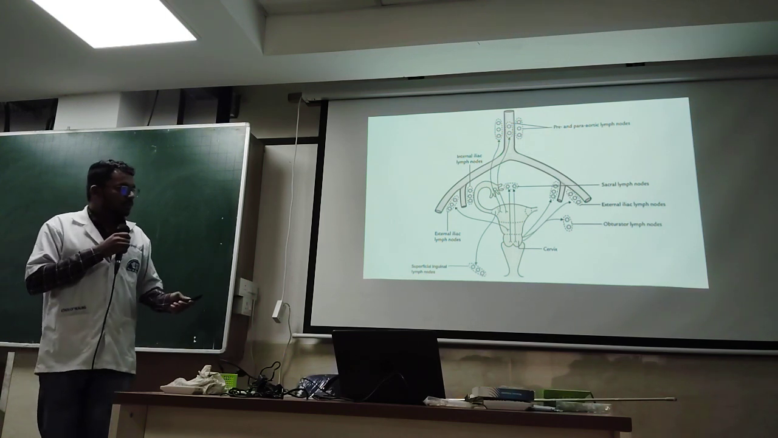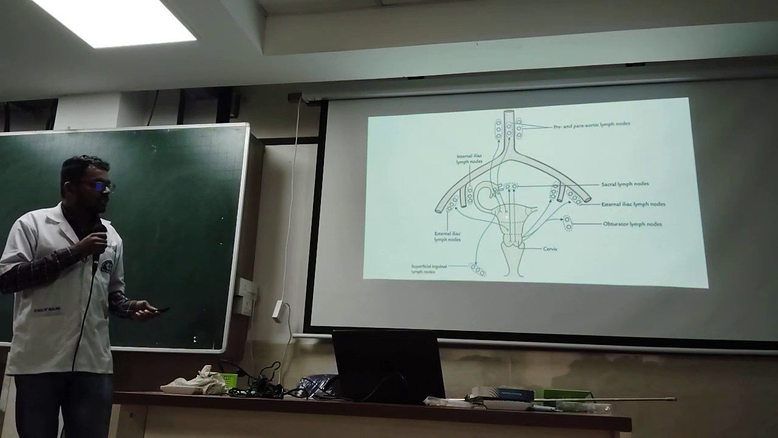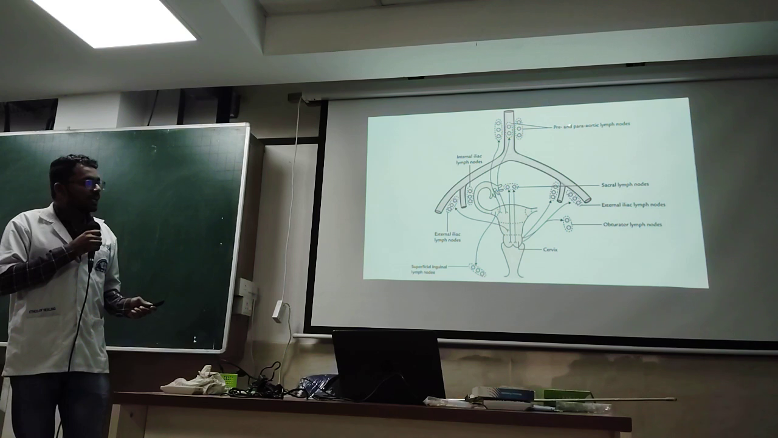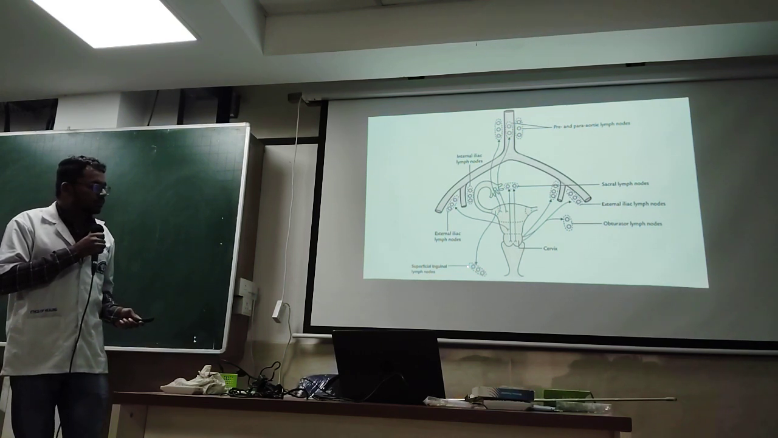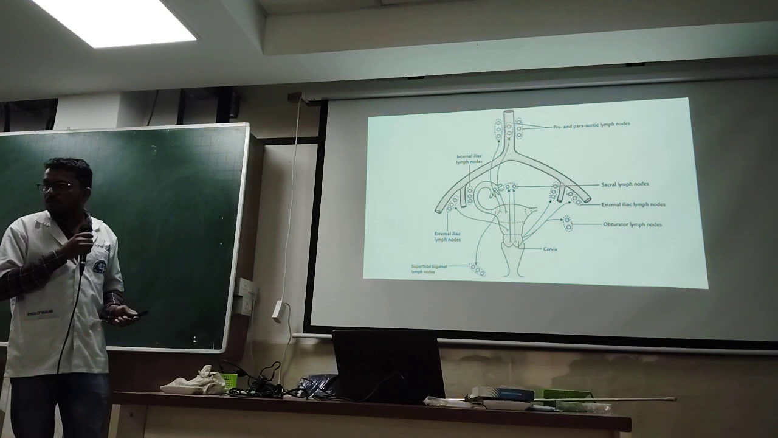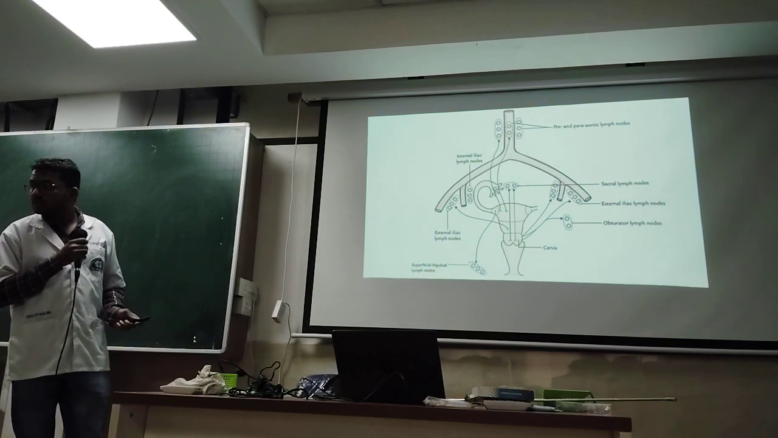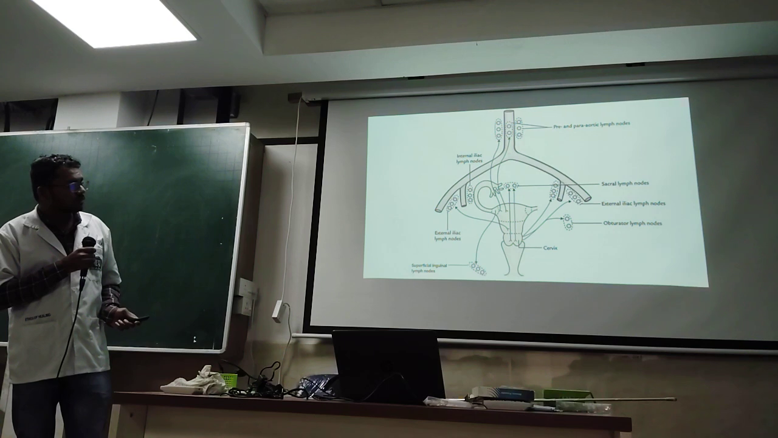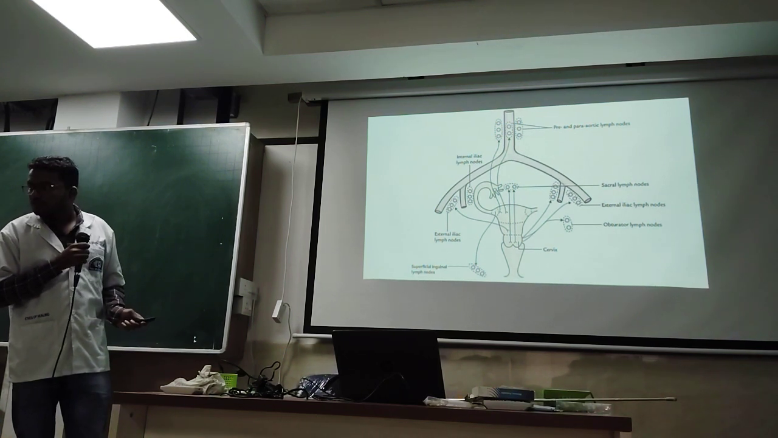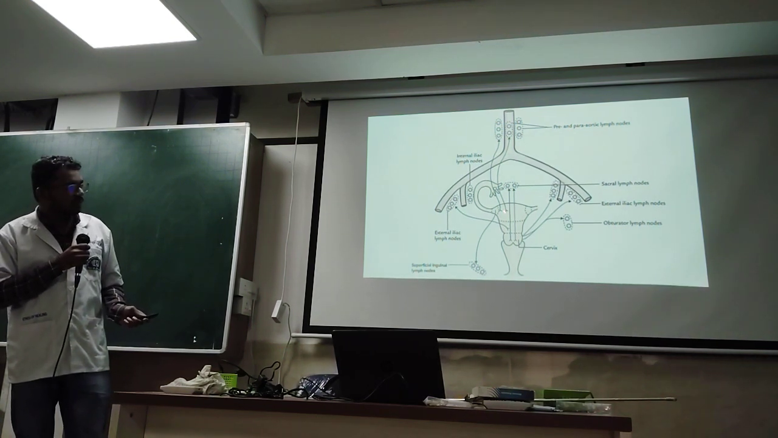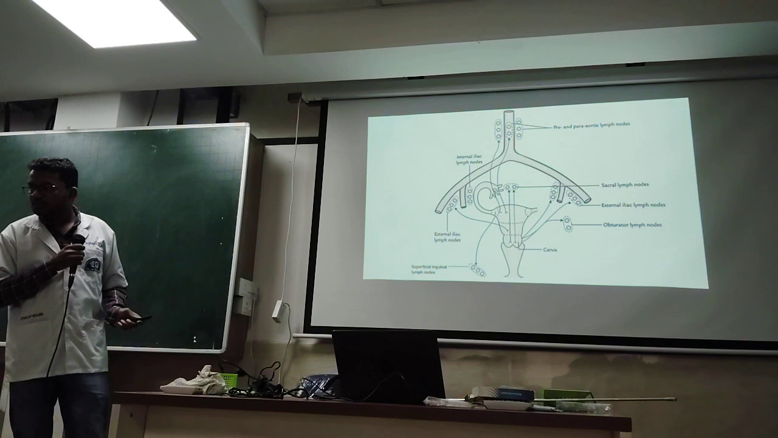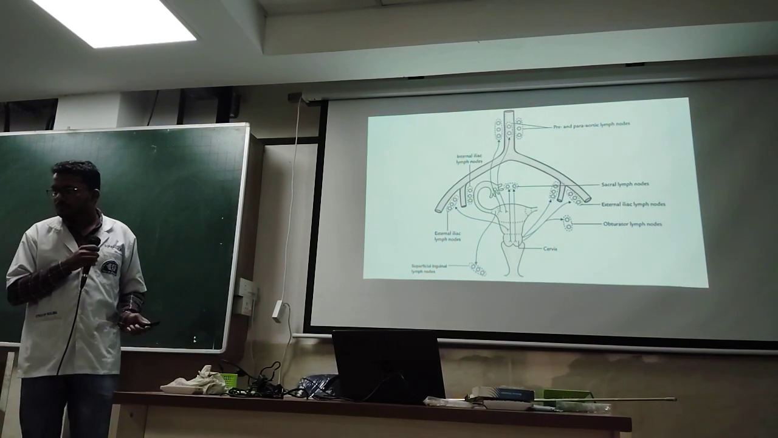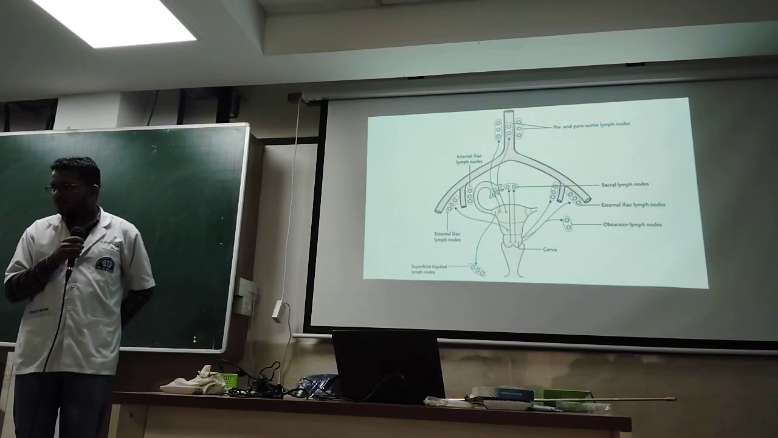This region drains lymph into pre and para-aortic lymph nodes and superficial inguinal lymph nodes. The territory is different. The dotted lines are territories. So the territories are different. So how can it be primary and secondary? The area of drainage is different in the picture.